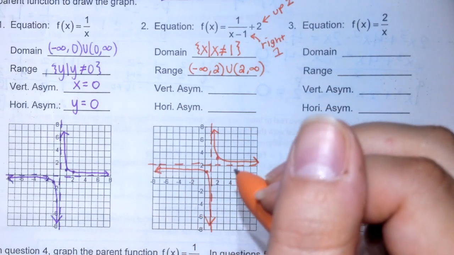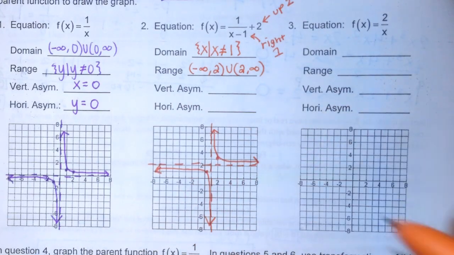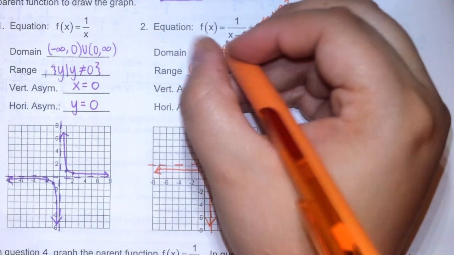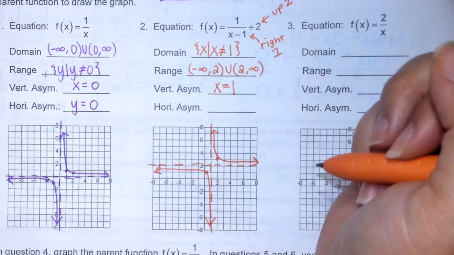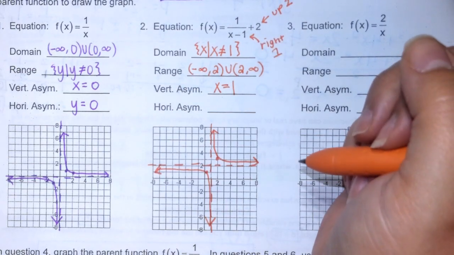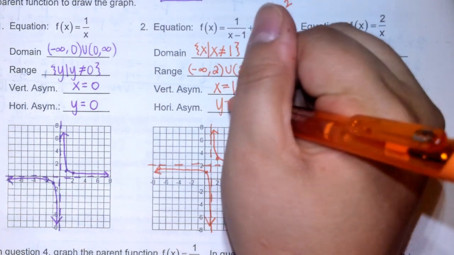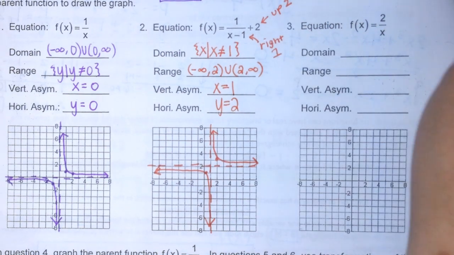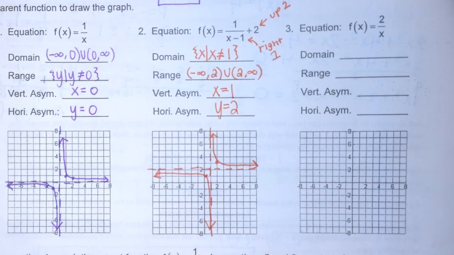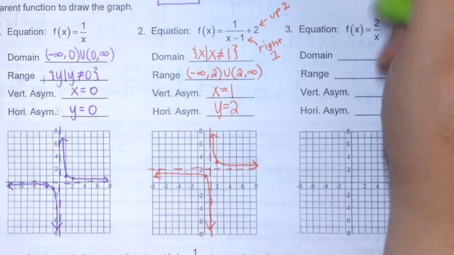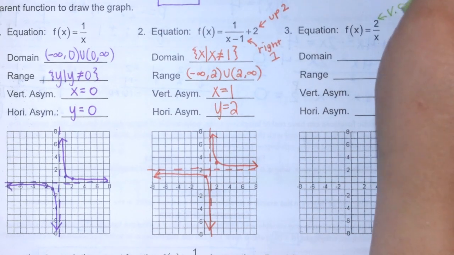All right. Vertical asymptote is at x equals 1. Make sure it's an equation. Horizontal asymptote is at y equals 2. Last one right here. Does this shift at all? It doesn't go up or down. What is this going to do? It's going to vertically stretch.